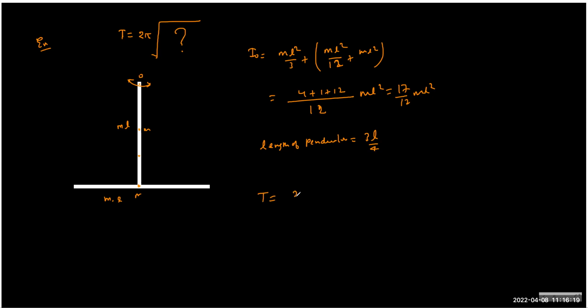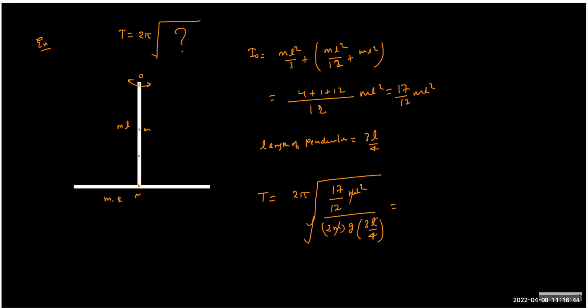So time period will be 2 pi under root I naught by M of system, not 1 M, 2M, times g, times d. I got the same answer by doing the scratch method. Very good. That's better.